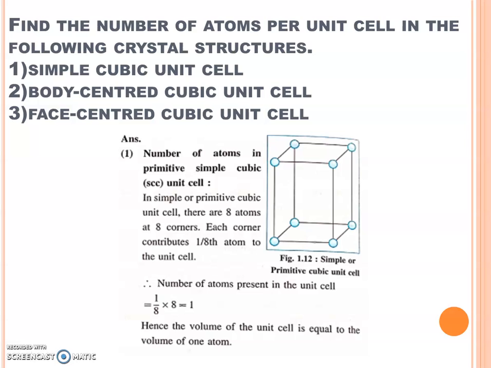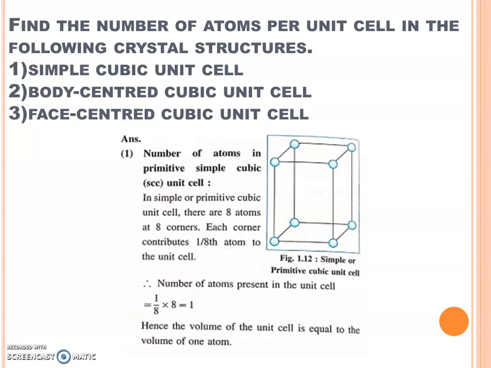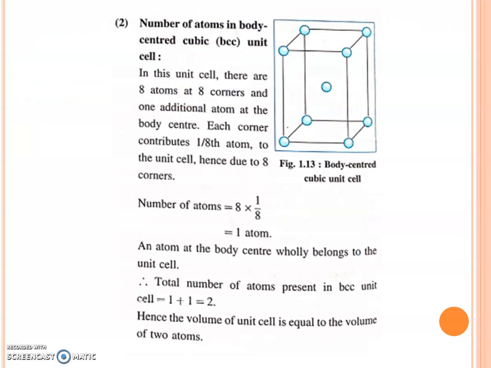The next question is, find the number of atoms per unit cell in the following crystal structures: simple cubic, body-centered, face-centered. The number of atoms present in a unit cell here is 1 in simple cubic unit cell. And how is it 1? You also have to tell that 1/8 × 8 equals 1.